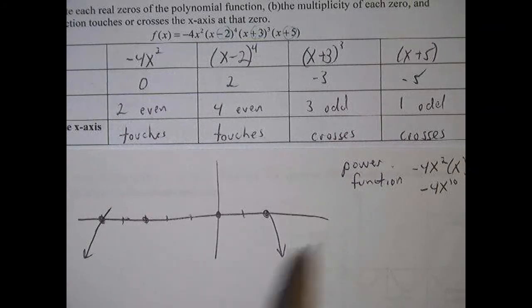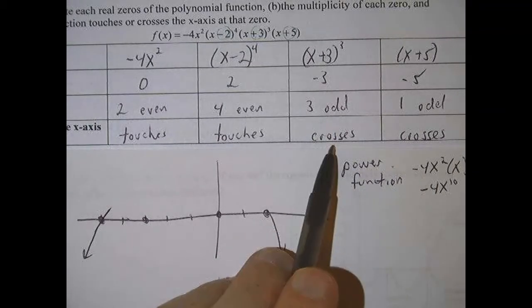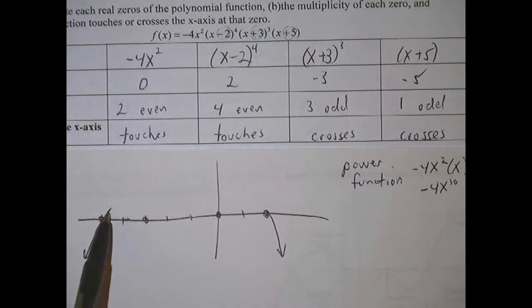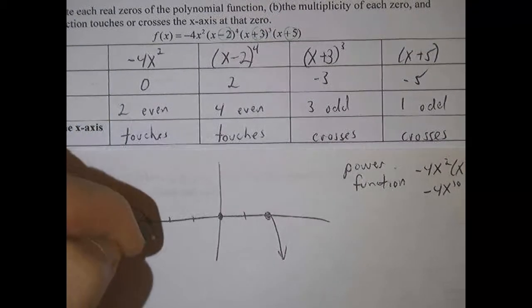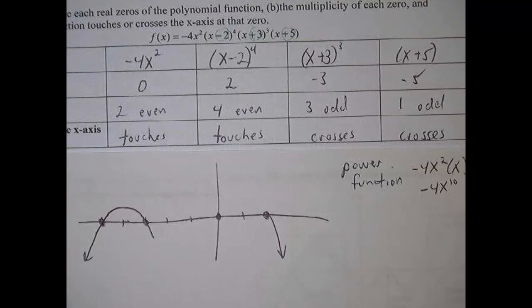All right, the next one is the 3. 3 is also going to be where it crosses. So it's going to go up. Eventually, it's going to come back down. We really don't know how high it's going to go, but we know it's going to come back down and cross the graph. All right, in this case, we already know the y-intercept.